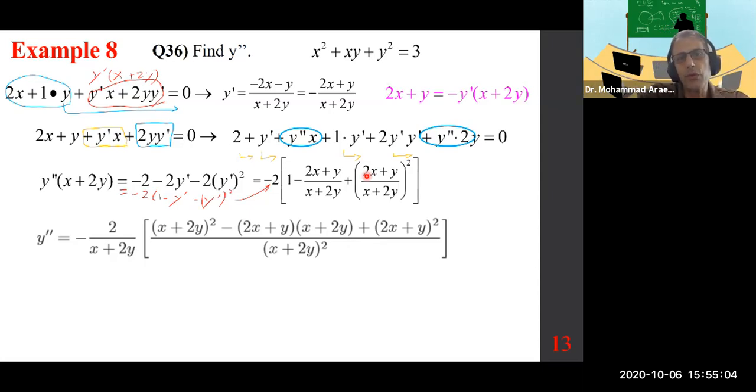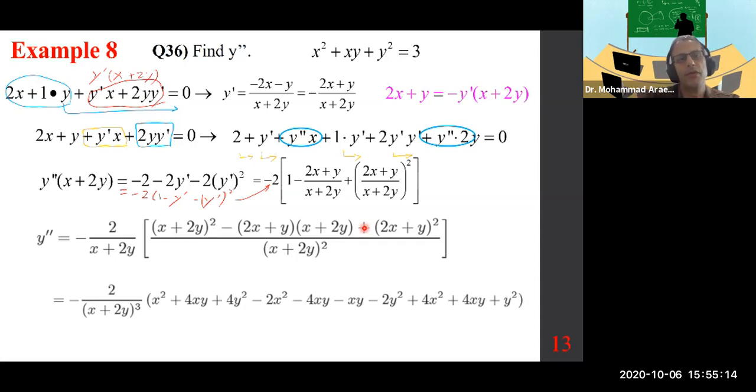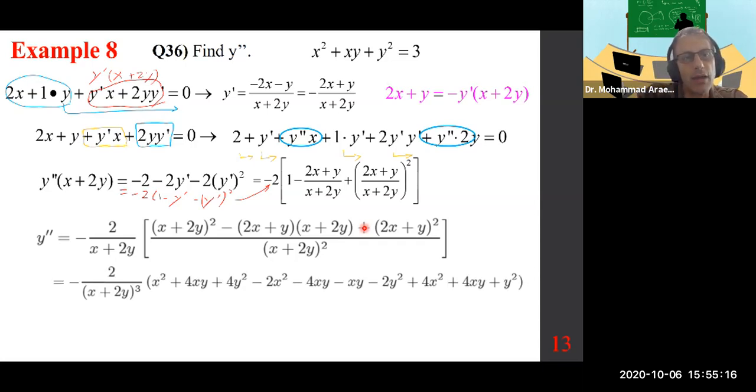Now, you have to square this, you have to distribute this, you have to square this and simplify the numerator. I'll leave it for you to do that, but notice what happens. First and foremost, you have the 2, that's fine. The denominator is x plus 2y, and this one becomes x plus 2y to the power of 3. And then you add them all up accordingly. For example, this one becomes x squared plus 4xy plus 4y squared.